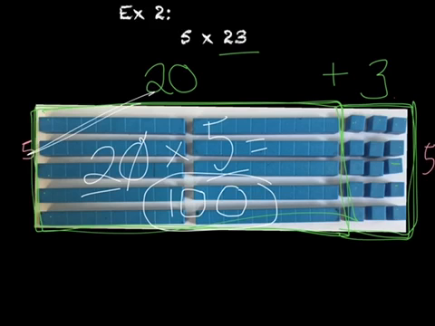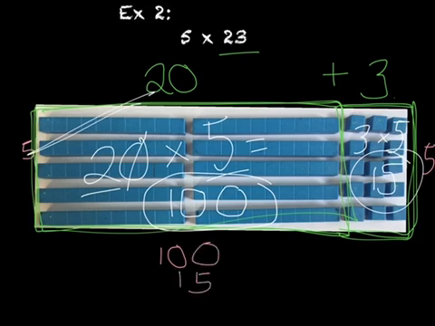Then I'm going to do my second rectangle, the smaller one, and that's 3 times 5, which is equal to 15. So now I have two partial areas. The area of this part of the rectangle is 100, and the area of this part of the rectangle is 15. So I'm going to add them together to get my total product, which is going to be 115.